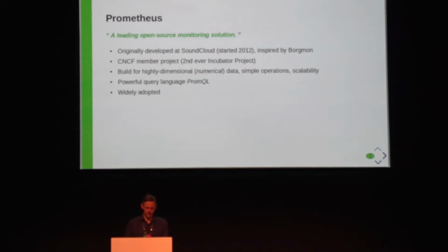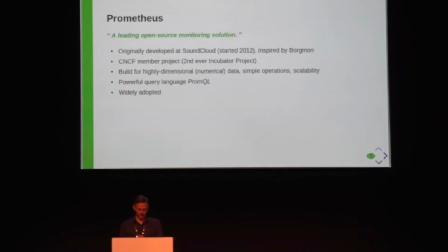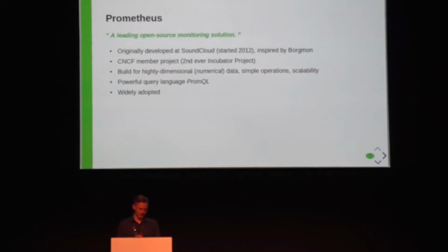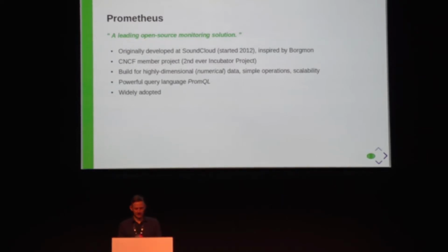So Prometheus was originally developed in 2012 by SoundCloud. It was inspired by Borgmon, which is a Google internal infrastructure project. So, no surprises, it's a CNCF member project. It's quite widely used. It's built for highly dimensional numerical data. That means it's not a log analysis system, and you can't really send any text metrics. It is designed for simple operations, and I hope I can make that quite clear. And it's also meant to be very scalable.